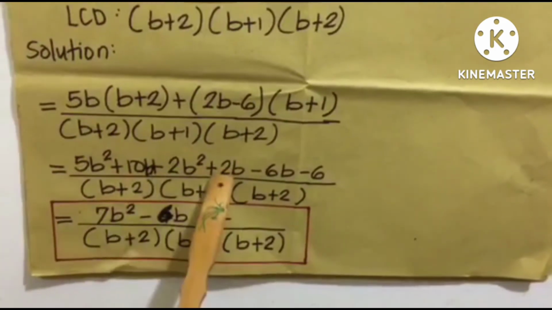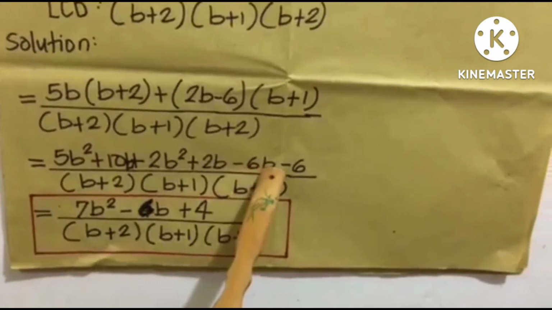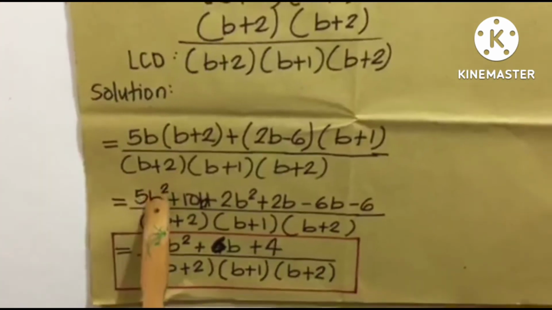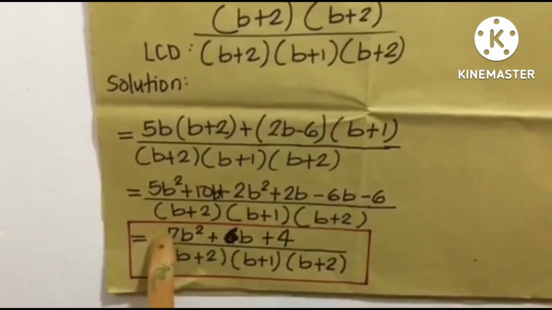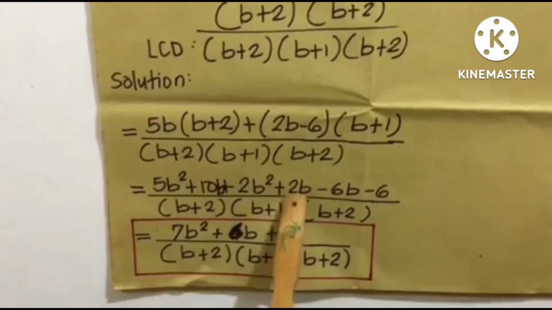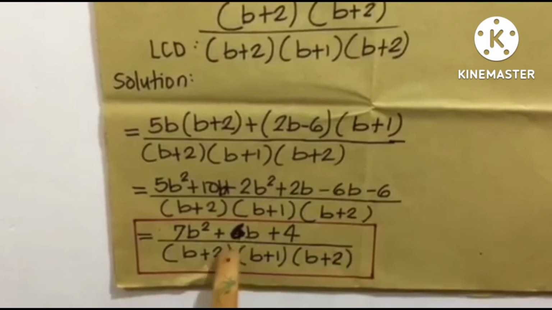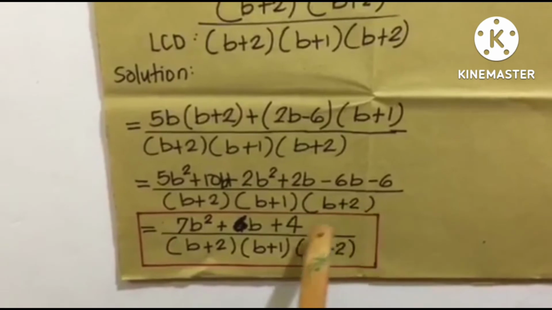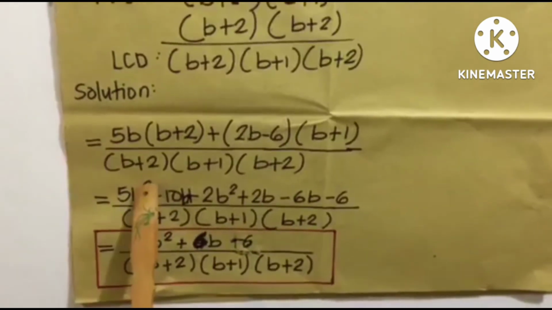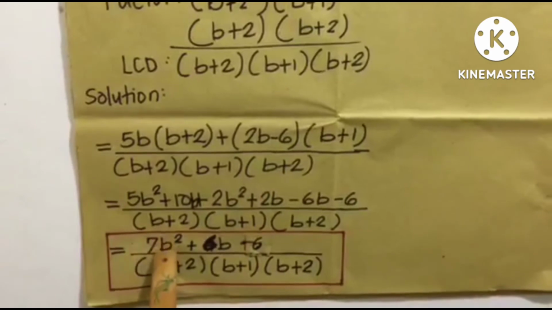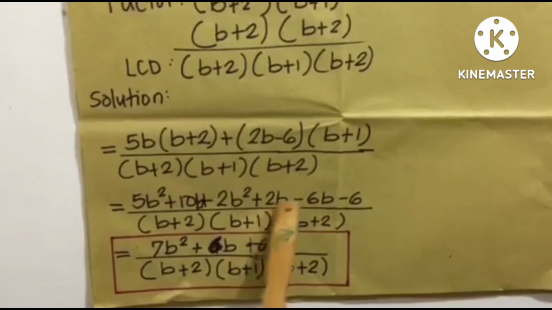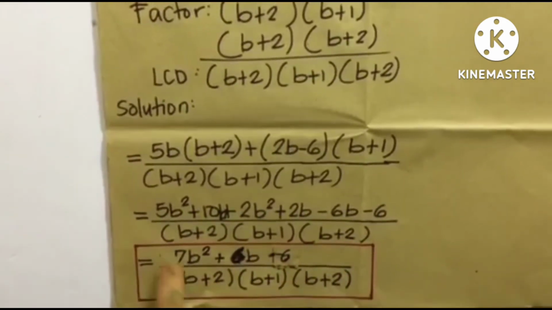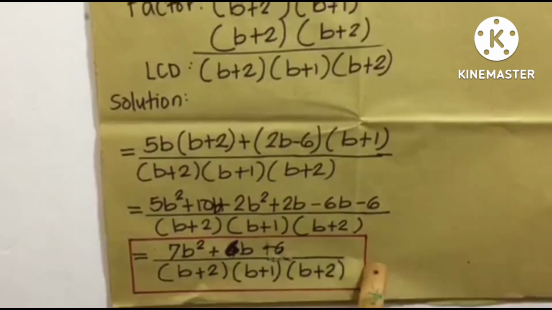Then next we're going to simplify. 5b squared plus 2b squared equals 7b squared. Then 10b plus 2b equals 12b, minus 6b equals positive 6b. Then copy negative 6, and copy also the denominator, and this will be our final answer.